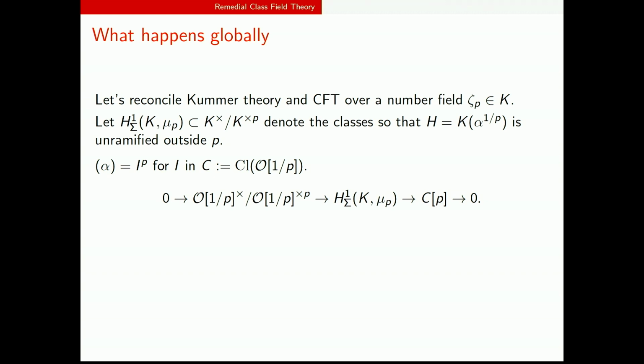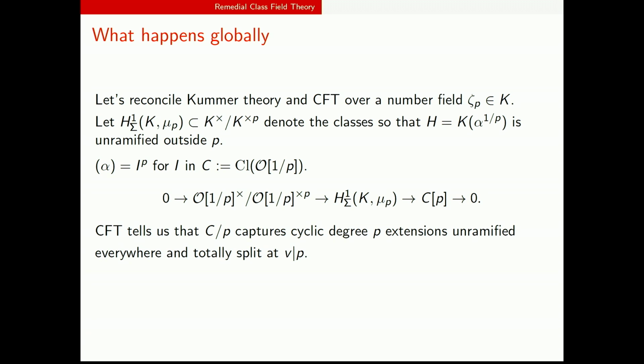Okay, and so here you get yet another way of seeing why this description is different from class field theory. Class field theory doesn't tell you that the p-torsion of the class group is related to the extensions. The class group is the Galois group, and so the degree p extensions should be quotients of C. They should be C mod p. Right? And of course, C[p] is just Pontryagin dual to C mod p. So class field theory, on the other hand, tells us this quotient captures degree p extensions unramified everywhere.